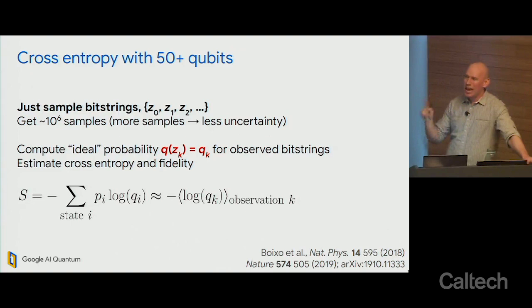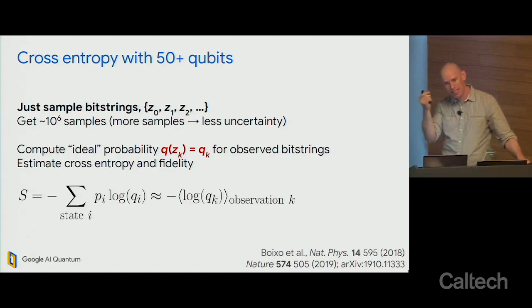So you can't get the probability distribution. But what you can get is maybe a million or so samples. So these are a million bit strings, just integers, that you can get from measurement results from your machine. And if you take more samples, you'll be able to estimate the fidelity with less uncertainty. What we do is for each of these samples that we observe, we compute what is the probability that we expect to be associated with that bit string. And basically, if you're seeing unusually many high probability bit strings, it suggests that you're actually doing something good. You're actually running the algorithm with some fidelity. That's the essence of how this works.